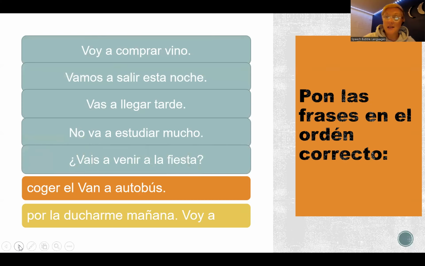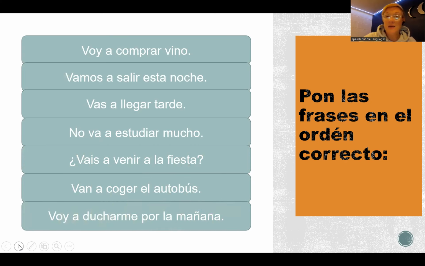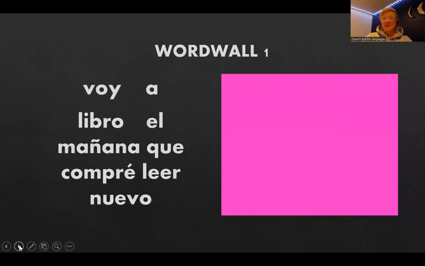¿Vais a venir a la fiesta? Are you all going to come to the party? Van a coger el autobús. They're going to catch the bus. And finally, voy a ducharme por la mañana. I'm going to have a shower in the morning. I hope you managed those sentences, putting them back into the right order.